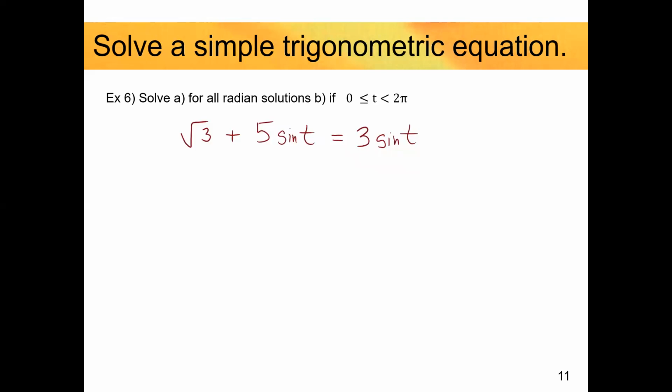All right, I'll give you guys a 30-second head start. Go for it. Can you at least solve it for just sine of t? So sine of t equals something.